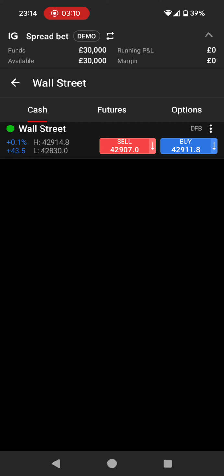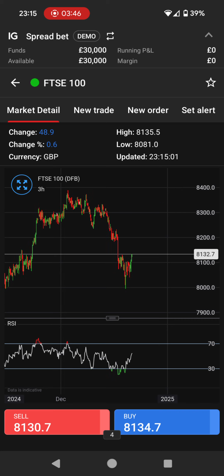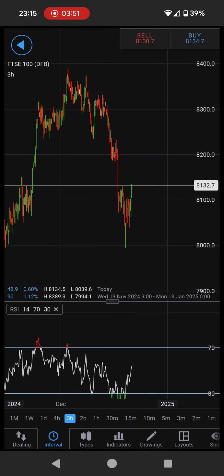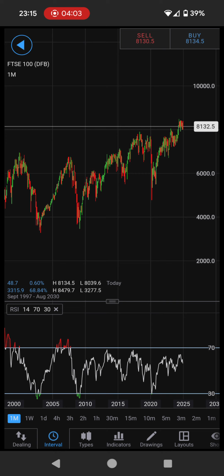So let's open up the watch list we've just created. So we've got the FTSE 100, so the 100 biggest companies in the UK. As you can see, I've got this on a 3-hour chart at the moment. You just touch the screen, got the different time frames popping up at the bottom. So you can zoom right out to monthly.